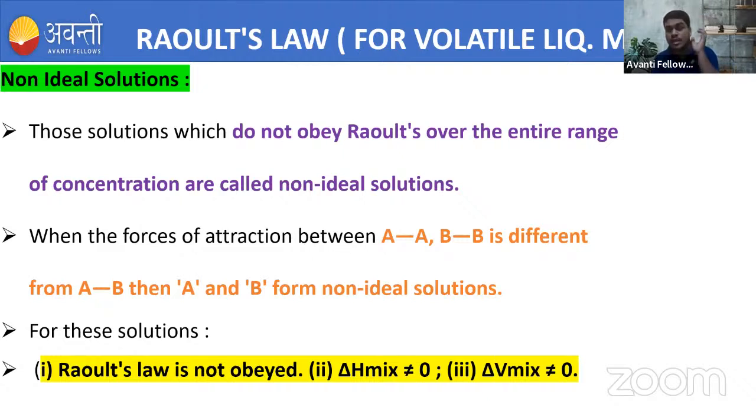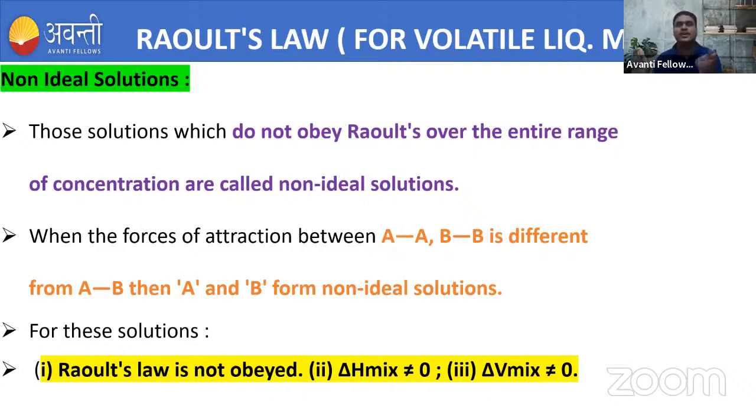Now, what about the force of attraction? Obviously, in this, the forces of attraction do not become equal, just like in an ideal solution, right? So when the force of attraction between AA, that is solute-solute, and BB, that is solvent-solvent, is different from AB, then A and B are said to form a non-ideal solution, right? So you get the answer now? In terms of force of attraction, the forces in a non-ideal solution are not equal.